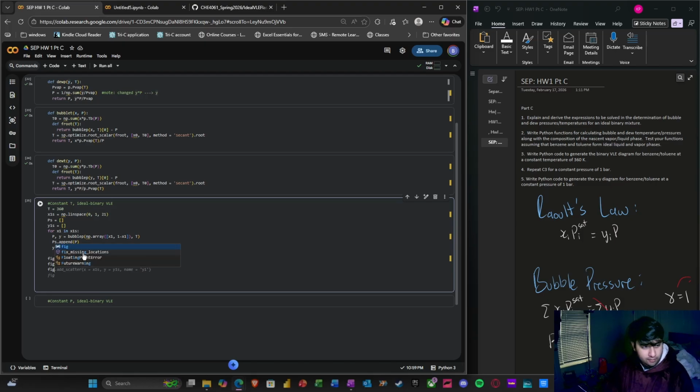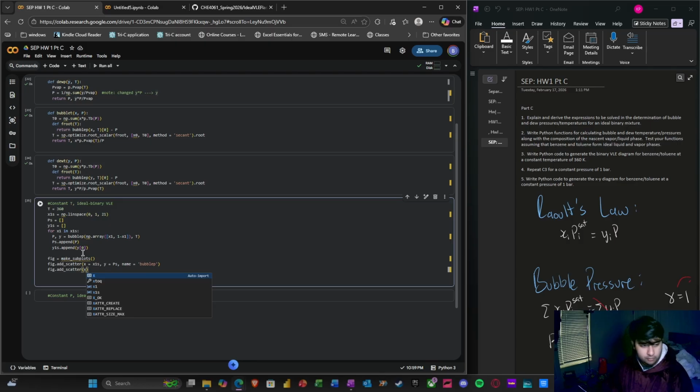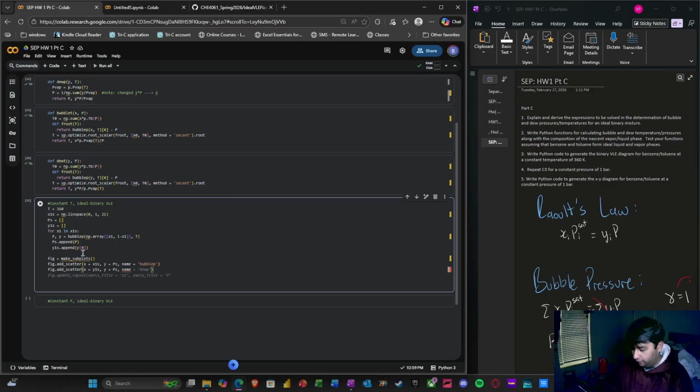And then we'll do the same for our y, or for the dew point, or the dew pressure. Except x is going to equal y1s, and y will equal pressure. And then our name for this will be dew.